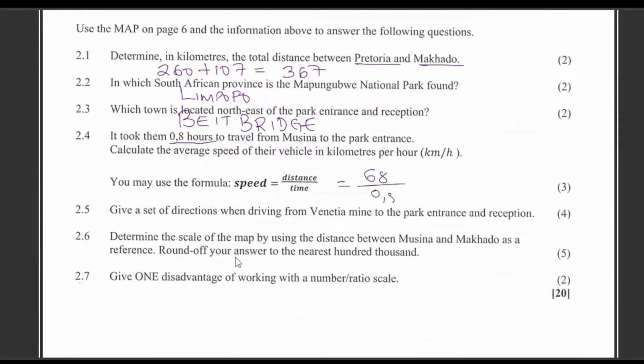So the distance 68 divided by 0.8. Remember, the time is already in hours, it's fine. So 68 divided by 0.8, we have the answer as 85 kilometers per hour.